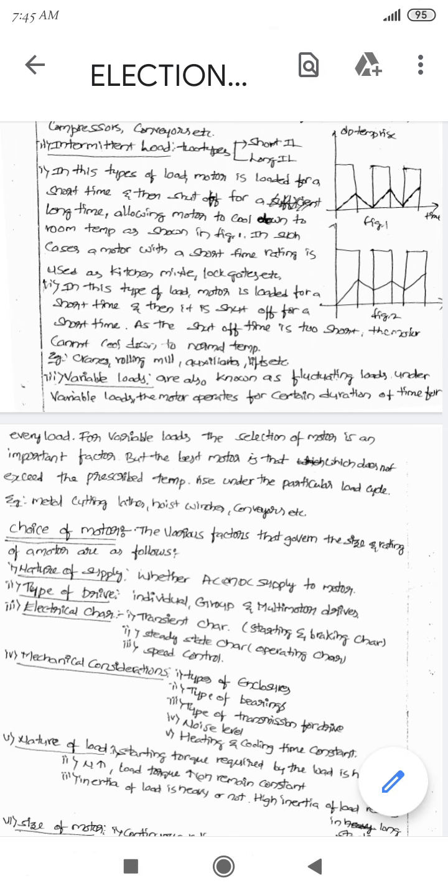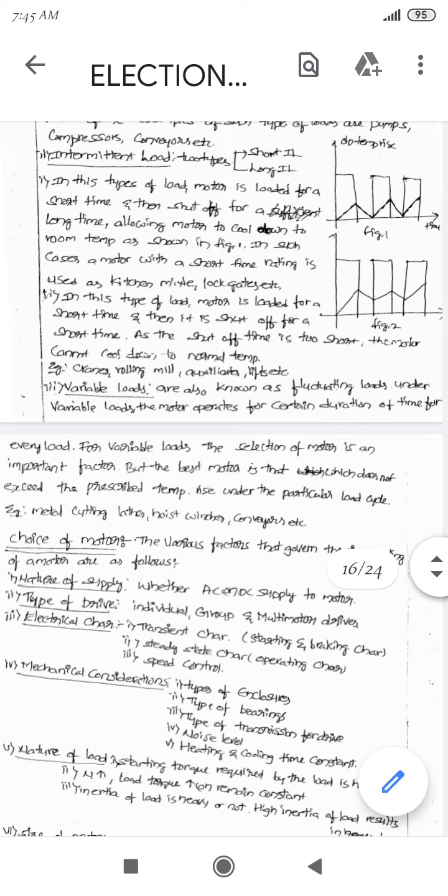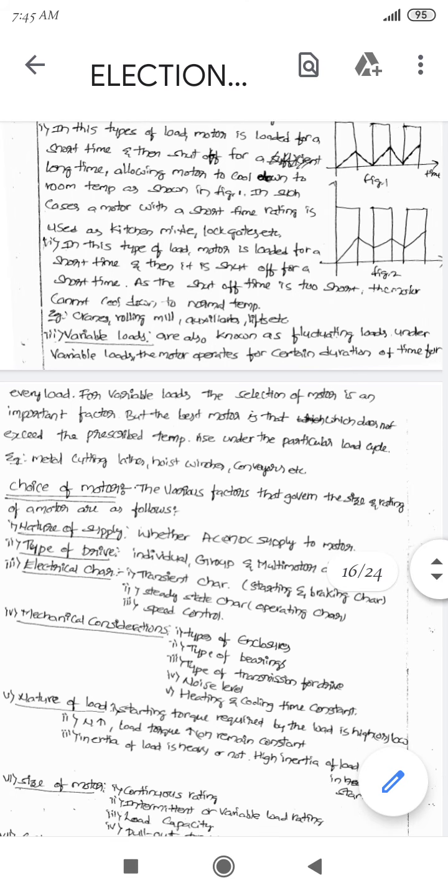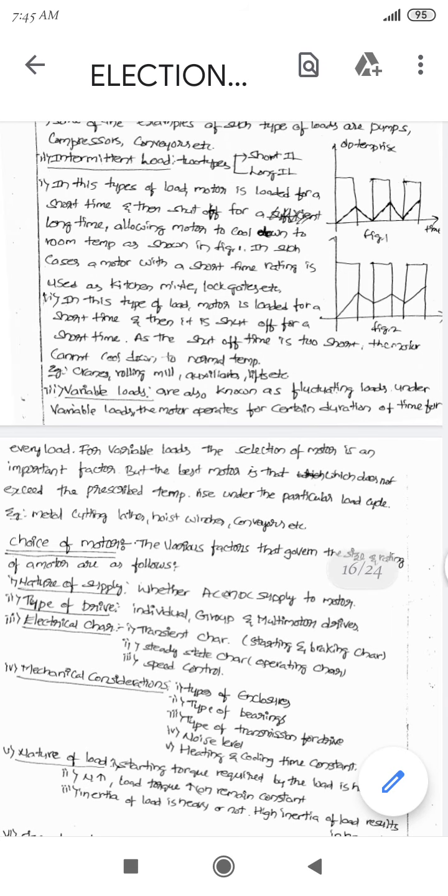Examples: lifts, cranes, rolling mills. Taking one lift example: the number of people is more, the lift capacity is only 5 members, but 10 members are added, then it is automatically loaded and it will be shut down for a short time, then after it will recover. That is about the second one, long intermittent loads.